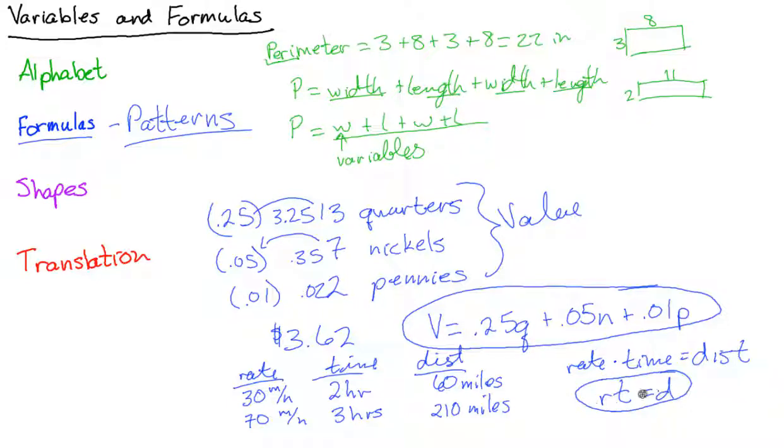If you always follow this pattern, you will always get this correct. If you take rate divided by time, you won't get it right. If you follow these patterns that formulas provide for you, you will always get the correct answer.